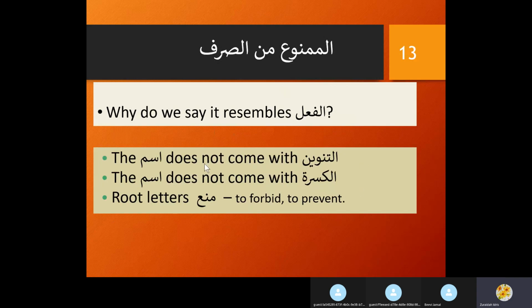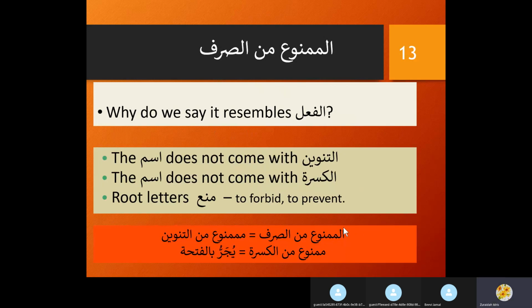So when it was jar, it was prevented from sarf. Sarf is to change from fatha to kasra. Sorry, from dhamma to kasra. So then it also was prevented from taking on the heaviness, the tanween. So these are the two things that will happen when an isim is defined as mamnu' min al-sarf, or partly flexible. The easier term would be partly flexible.